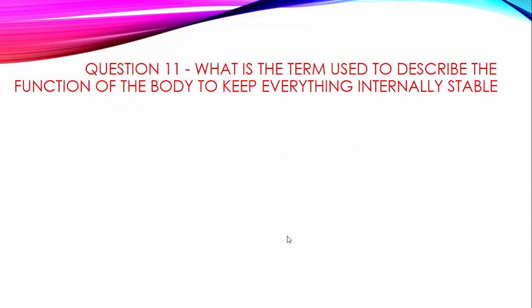All right, number 11. What's the term used to describe the function of the body to keep everything internally stable? And that is simply homeostasis. Homeo meaning the same, stasis meaning state, trying to keep the same state in the body. An example of this would be your body temperature staying at 98.6 degrees.